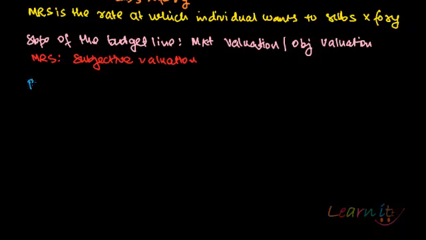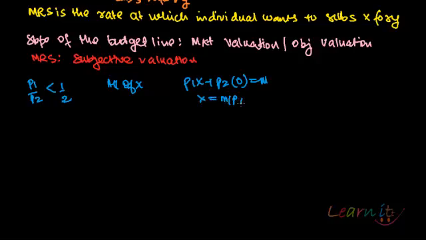That is, if the rate at which the market wants to substitute X for Y is less than the rate at which the individual wants to substitute X for Y, then the consumer will buy all of X. So he is going to buy all of X. And what is the budget line in that case? It is going to be P1X plus P2 into 0, because he is not buying any of Y, so it is equal to M. So X would be equal to M by P1, and of course Y would be equal to 0.